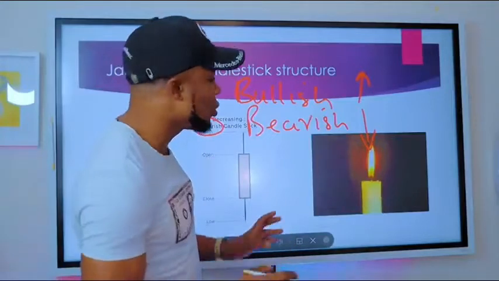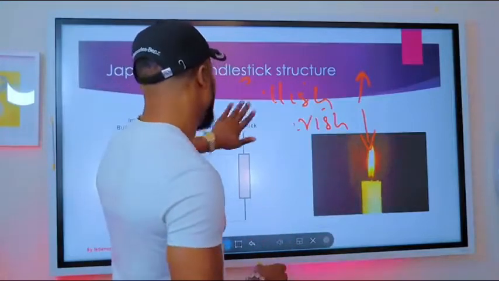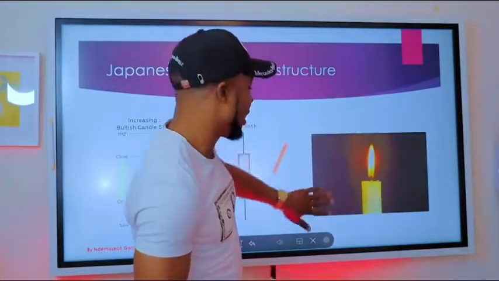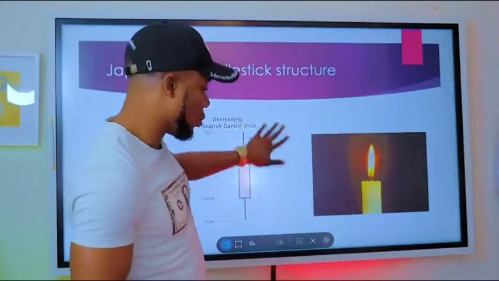All right, so we're going to be using those terms. I just wanted to make it very clear so that as we go ahead, you will be able to understand what is going on.